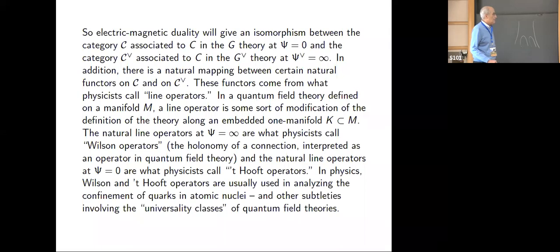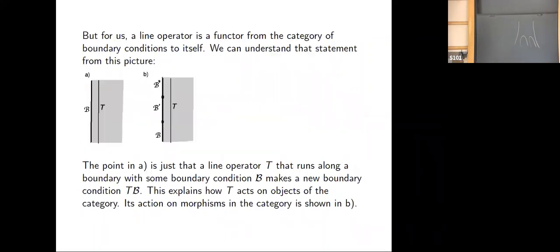Now, in physics, the Wilson and the 't Hooft operators are usually used in analyzing confinement of quarks in atomic nuclei and other subtleties about universality classes of quantum field theories. In fact, this would get us relatively close to one of the Clay Millennium problems, although not quite. But 't Hooft was kind of thinking about the issues underlying the Clay problem when he introduced the 't Hooft operators. For us, though, a line operator is a functor from the category of boundary conditions to itself.